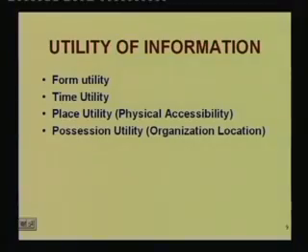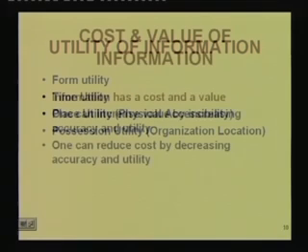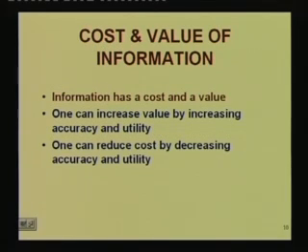So, that is our third point, place utility. The right time and right place, both are important. Alright. So, information should be available, not only at the right time, but also at the right place. That means we should be able to physically access that information whenever we require. Then possession utility, that means organizational location, that means although information is available, you do not possess it. So, you have to possess, that means you have to have an authority over that information, so that it can be actually utilized.